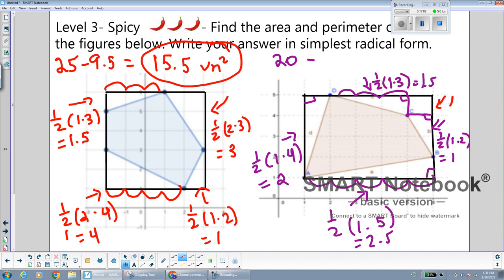So let me add the areas of these right triangles and the square together. The first triangle was 2. The second was 2.5. The third one was 1. The fourth one was 1.5. And then the square was 1. So that's 8. So what I have here is 20 minus 8, and that is 12 units squared. And there we have it.